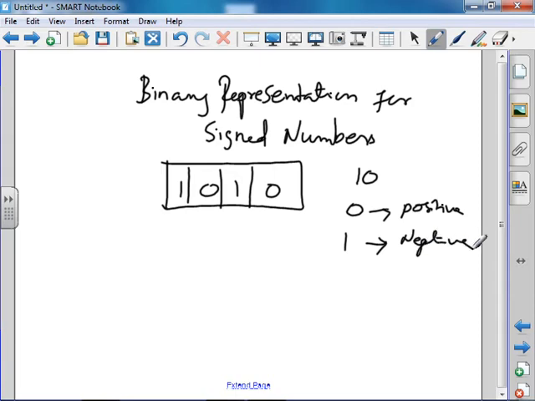1 specifies negative. If it is a positive value, here you can add one more bit. Here if you put 0, this number specifies it is positive 10. Suppose the number is negative, say negative 10, you should specify 1 here, then these numbers should be complemented. So in the following session, we are going to study the complement of this number, 1's complement and 2's complement.